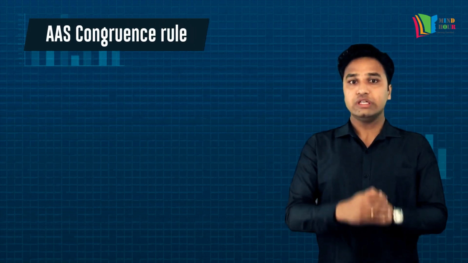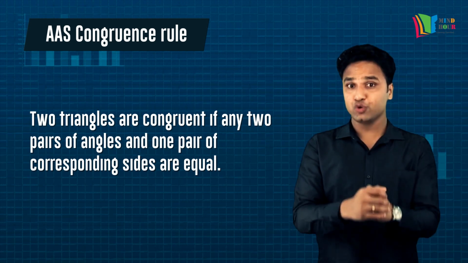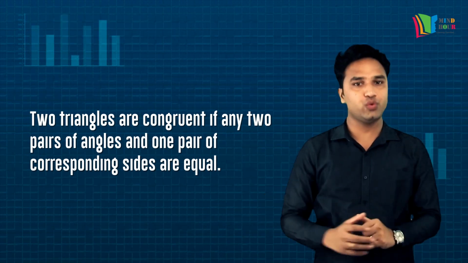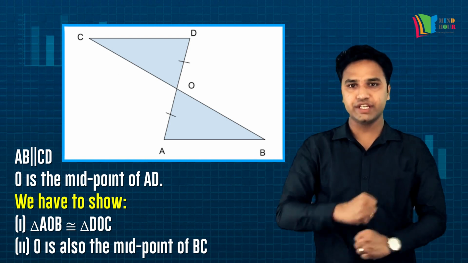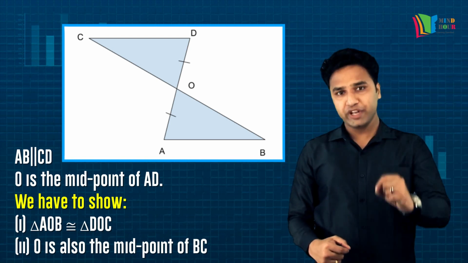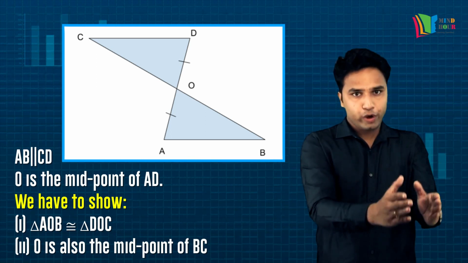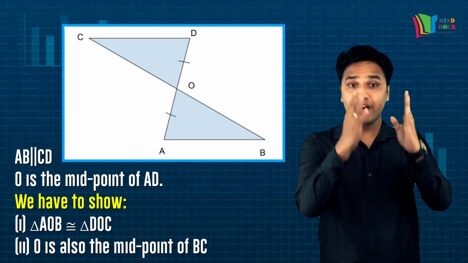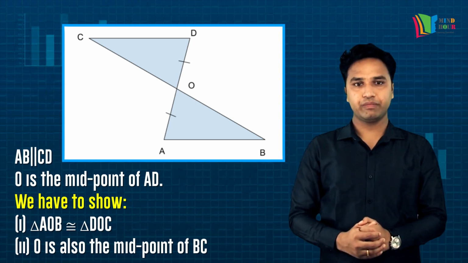AAS congruence rule states that two triangles are congruent if any two pairs of angles and one pair of corresponding sides are equal. Suppose we are given that a line segment AB is parallel to another line segment CD. O is the midpoint of AD. We have to show that triangle AOB is congruent to triangle DOC. And also we have to prove O is also the midpoint of BC.